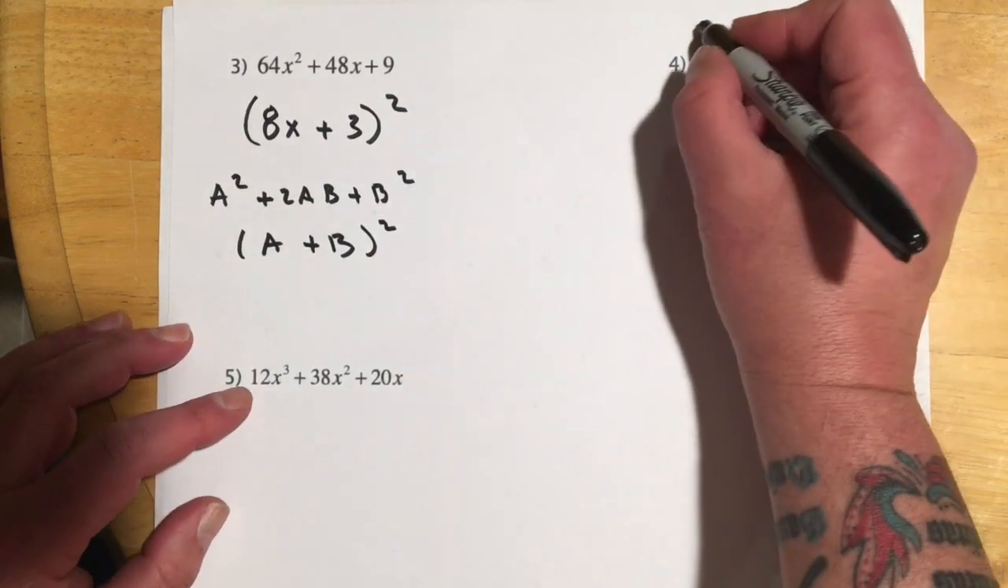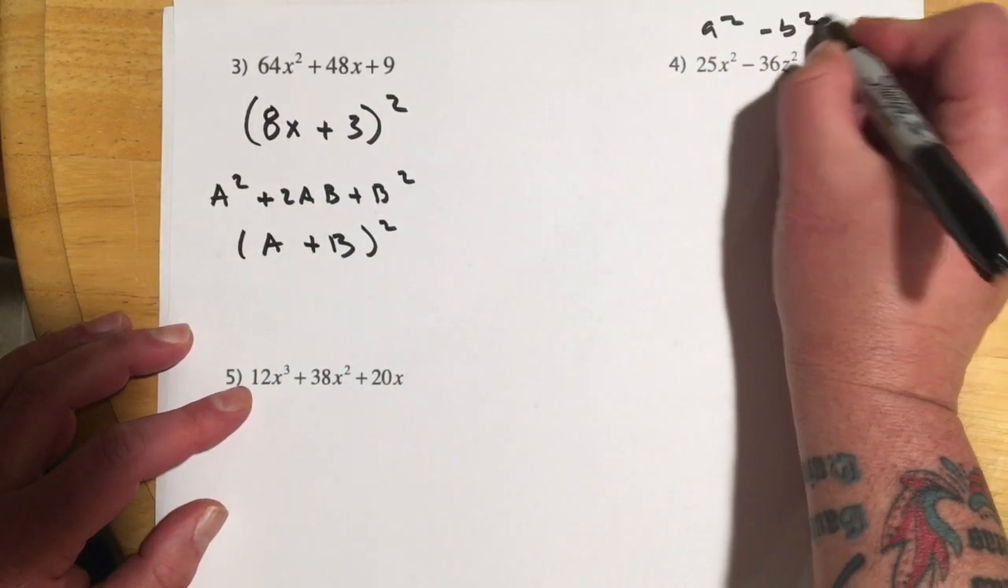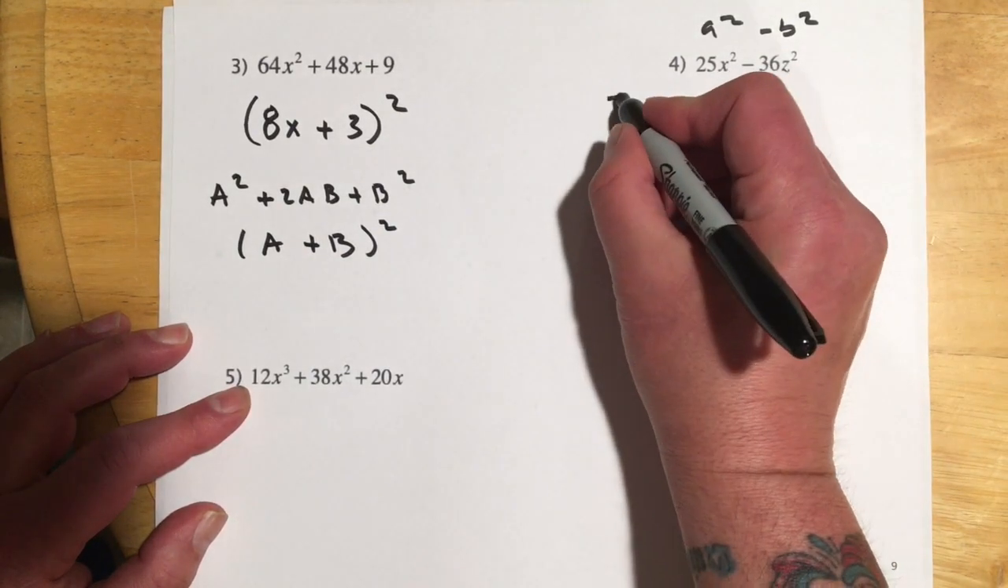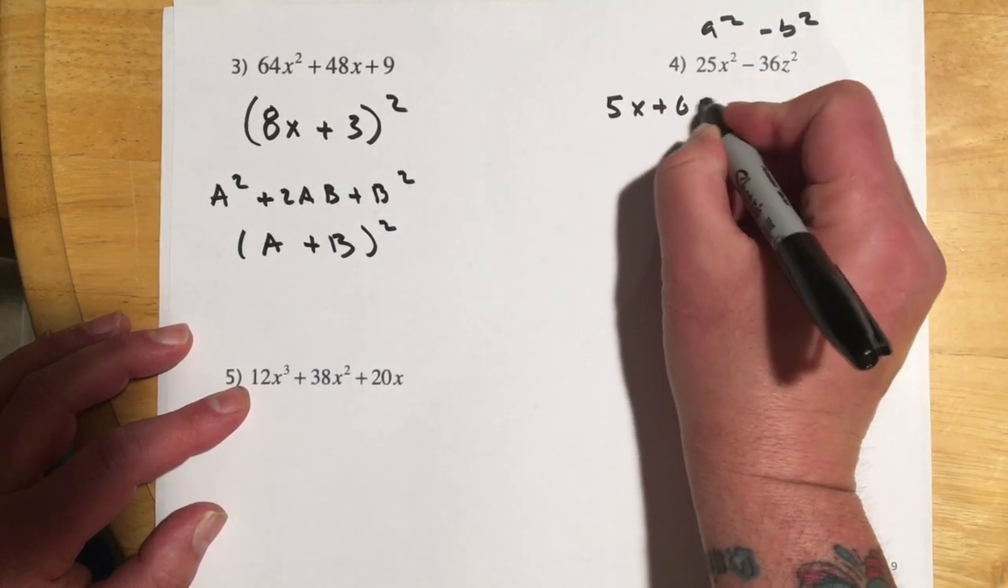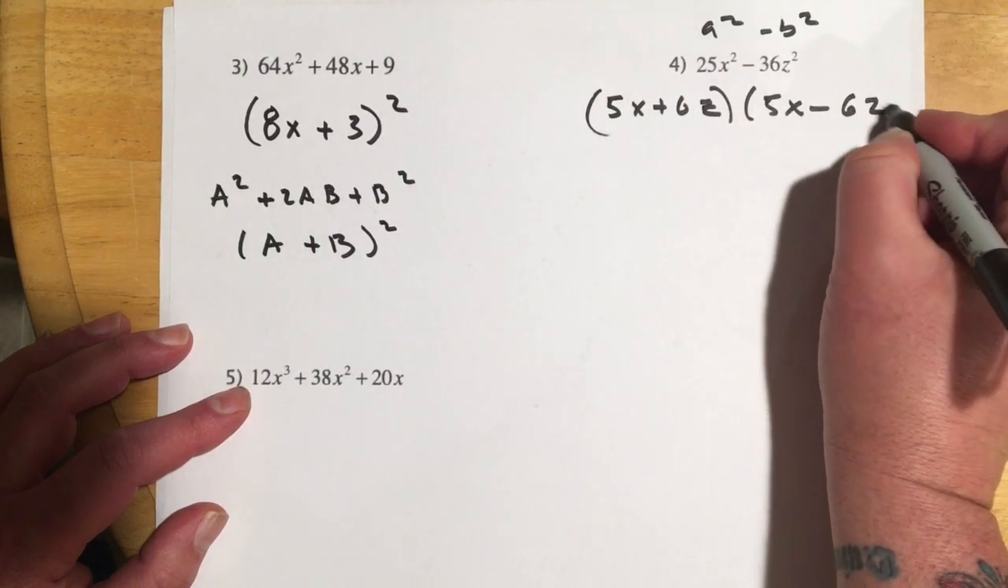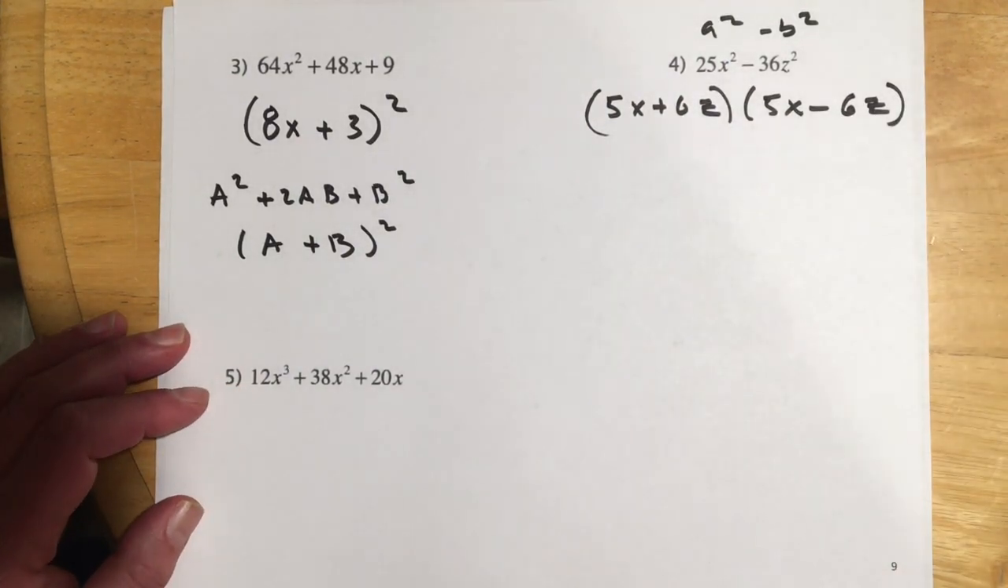This one is a squared minus b squared. And so remember that goes a plus b, a minus b. So this one would be 5x plus 6c, and then 5x minus 6c.